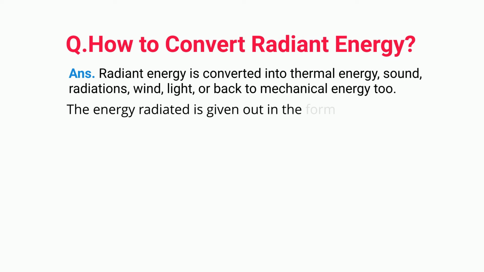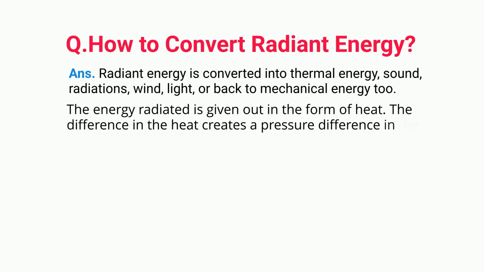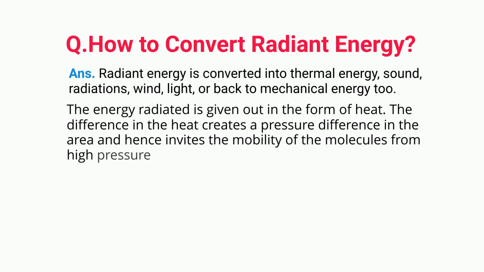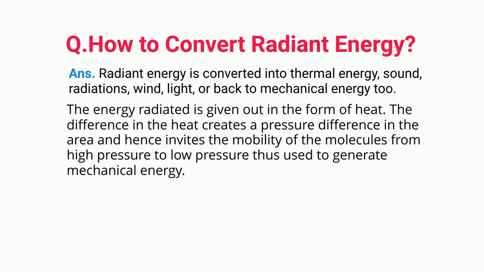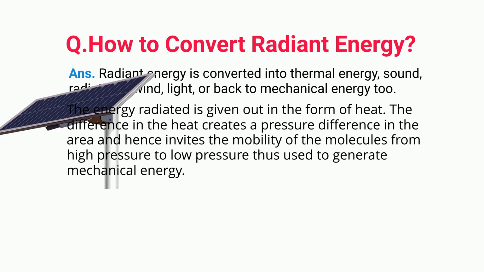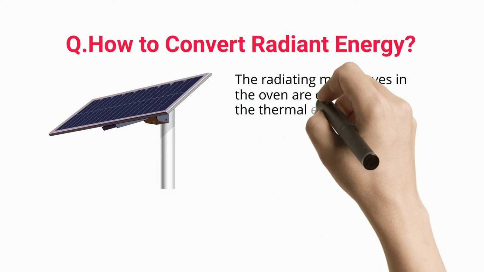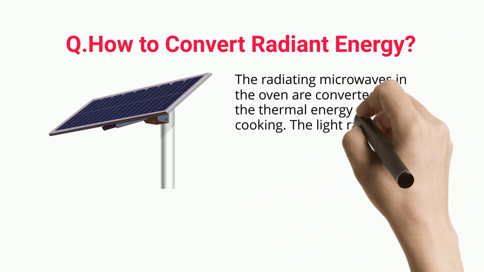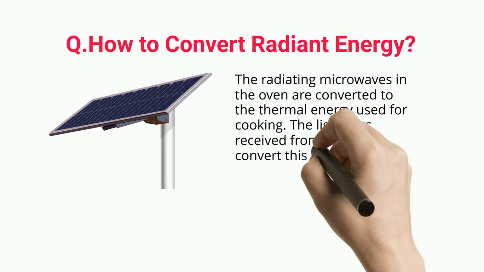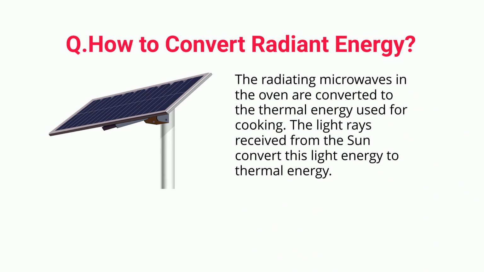The energy radiated is given out in the form of heat. The difference in the heat creates a pressure difference in the area and hence invites the mobility of the molecules from high pressure to low pressure, thus used to generate mechanical energy. The radiating microwaves in the oven are converted to the thermal energy used for cooking. The light rays received from the sun convert this light energy to thermal energy.